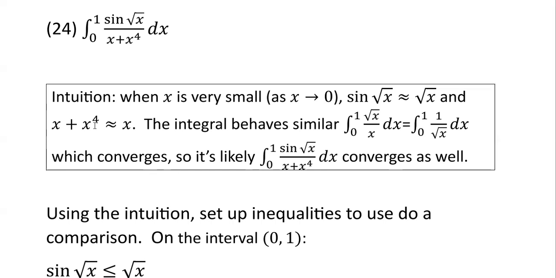So therefore, our integral will behave very similarly to the integral from 0 to 1, same limits. Instead of sine of square root of x, it will behave very similarly to just square root of x, by what we set up here. And the bottom will behave very similarly to just x, which if we simplify is 1 over square root of x. And if you remember, this guy converges. So it's likely that ours will converge as well.